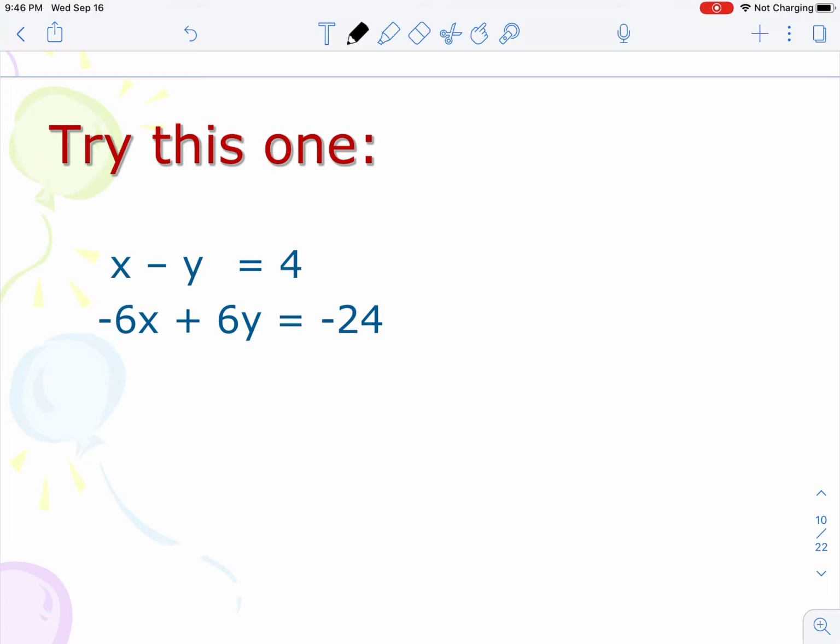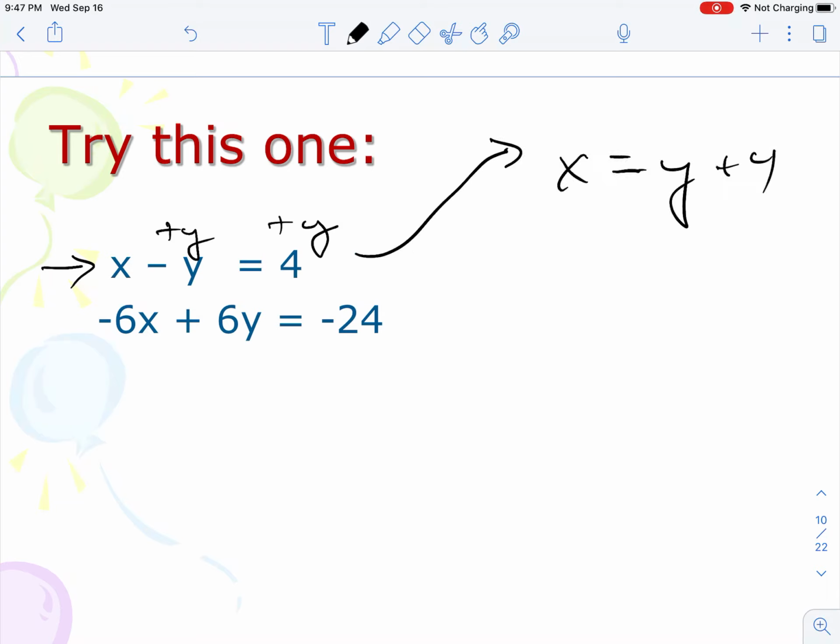So in this one, what I notice is that this equation here is kind of nice to work with, because if I add y to both sides, what I end up with is x equaling y plus 4. Don't usually have it in that form, but it's just another way to do it. So wherever I see an x, I'm going to put in a y plus 4 in this equation.